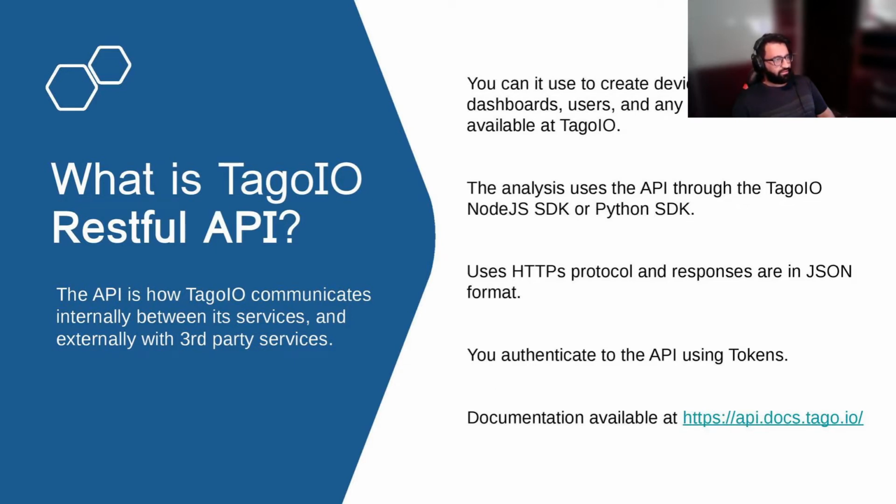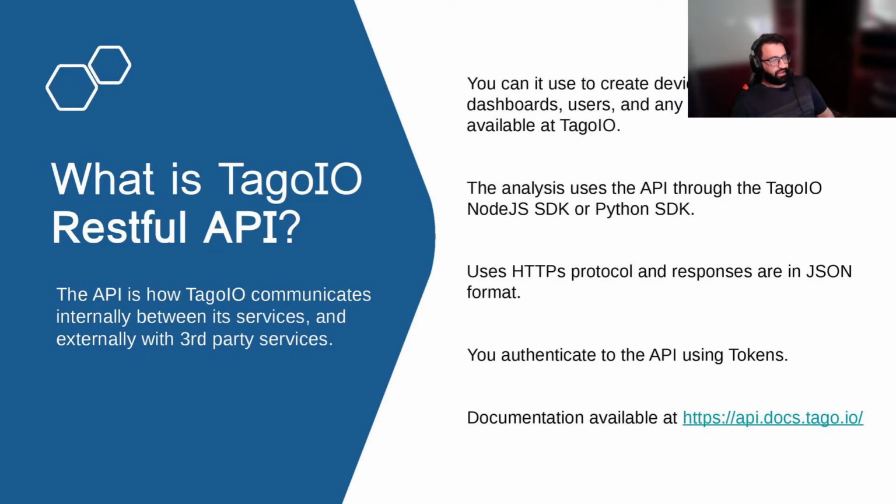So, starting here, what is the TagoIO RESTful API? The API is basically how TagoIO communicates internally between its services. So you will see the API being used on the analysis when you use the Node.js SDK or the Python SDK. And using the API, you can have access to creating devices or access data you have stored. You can even create dashboards, users, and basically any resource you have available inside your profile. It's manageable through the API.